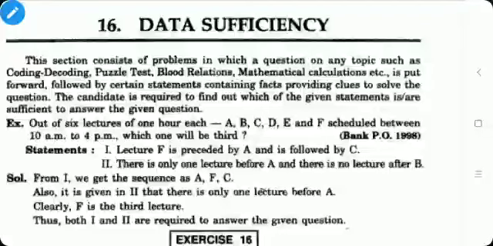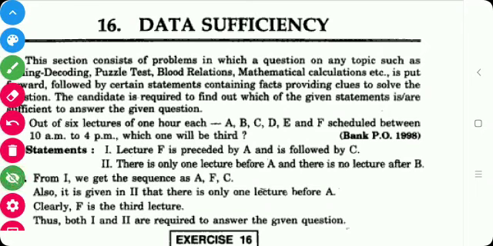Dear students, now we will start with the third part of Unit 2, that is data sufficiency. This section consists of problems in which a question on any topic, that topic may be coding, decoding, puzzle test, blood relations, mathematical calculation, is put forward, followed by a certain statement containing facts providing clues to solve the question.